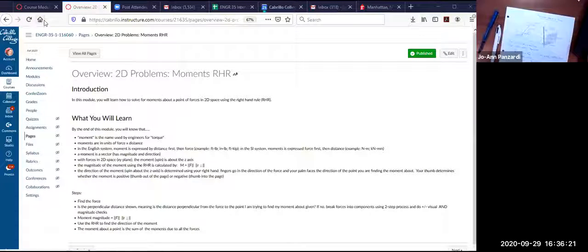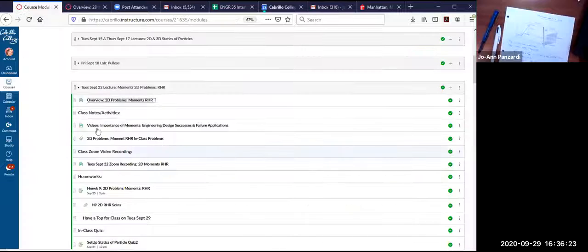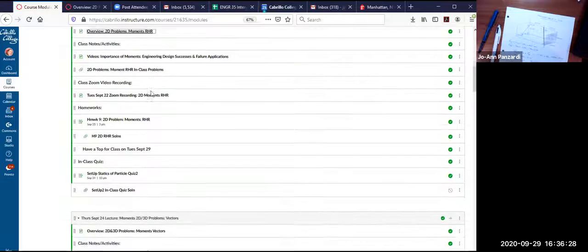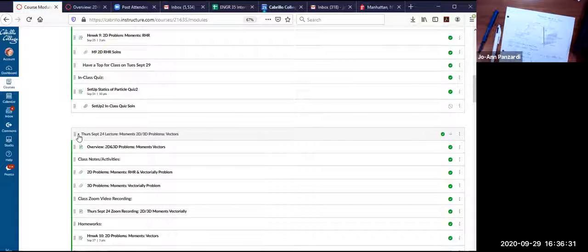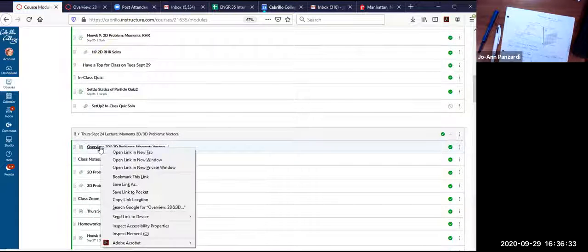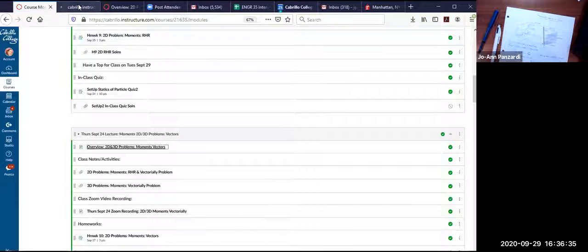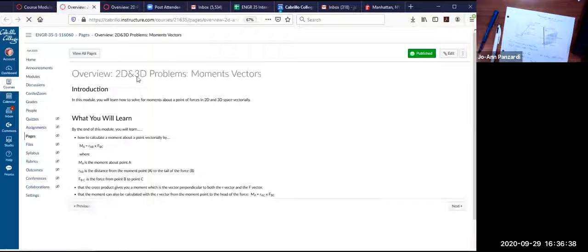Okay, I'm going to go back to sharing my screen again now. And I'm going to go back to modules. And the next thing we did, so last Tuesday, we did a 2D problem using right-hand rule. And then on Thursday, I'll just go over the overview again. We did both 2D and 3D problems, solving for moments vectorially. And how did we do it? R cross F.